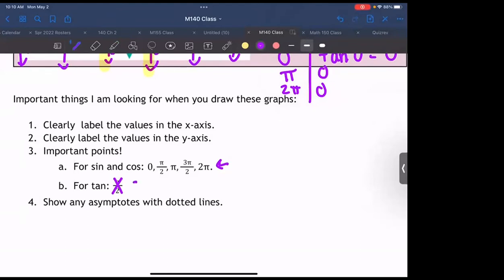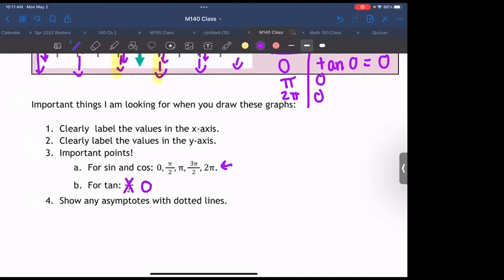What I really meant for you is to plot the point 0 at the origin for tangent. So that's what I was asking you to do there, not pi over 2. Okay. Finally, I do want you to show any asymptotes with those dotted lines, just like how I did it on the graph here. So this is all I'm looking for. Make sure you either memorize how to draw them on your note card, or be able to quickly reproduce them, right?